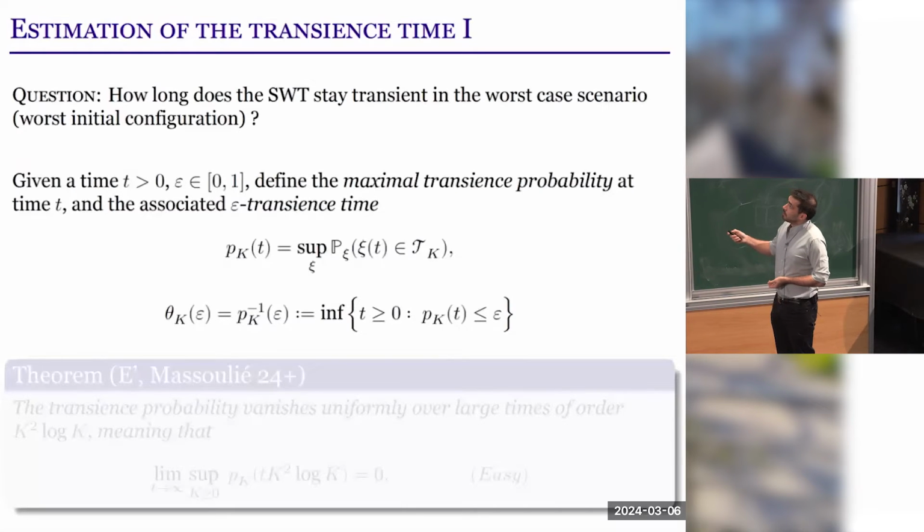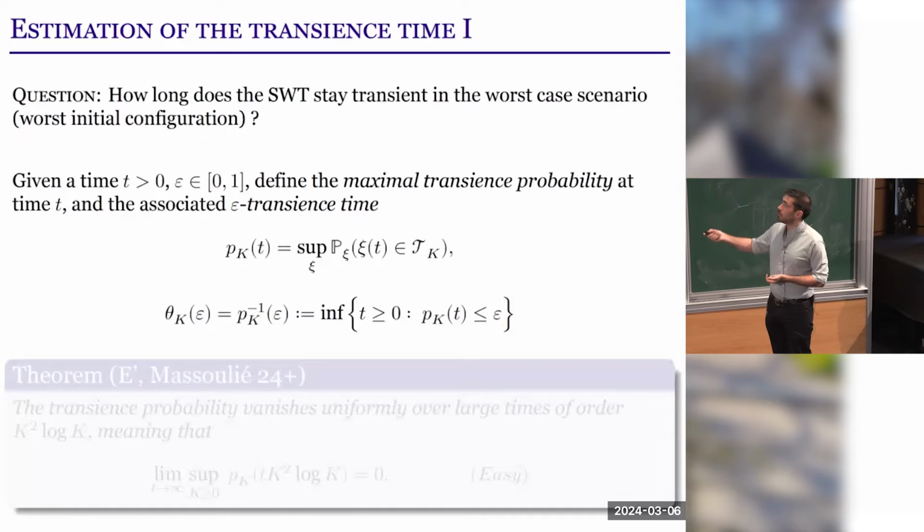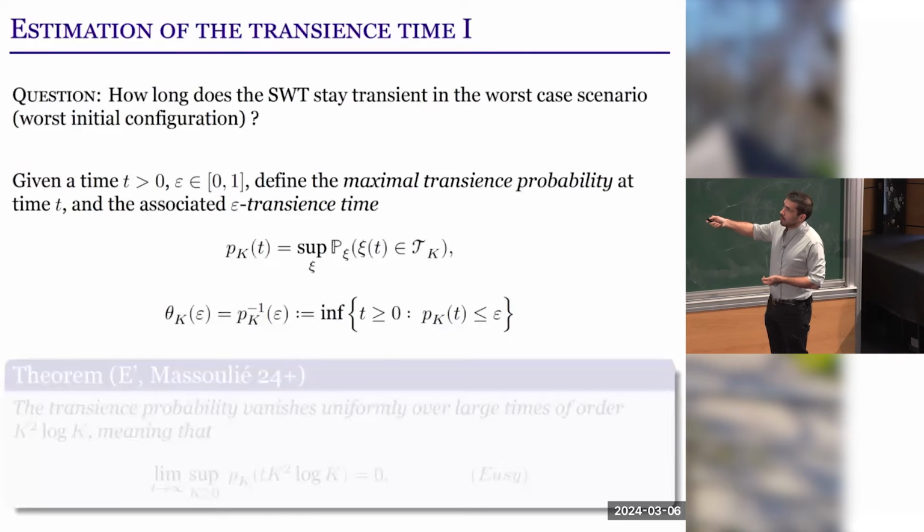So I'm going to define the transience probability. p_k(t) is the worst probability to still be transient at time t. So you start from any initial configuration, you take the worst one, so you take the supremum, and you take the probability starting from psi that at time t you are still transient. And I'm going to define the associated transience time, which is theta_k(epsilon), which is roughly the inverse function of p_k(t). So after time theta_k(epsilon), you know that the probability to still be transient is going to be of order epsilon.